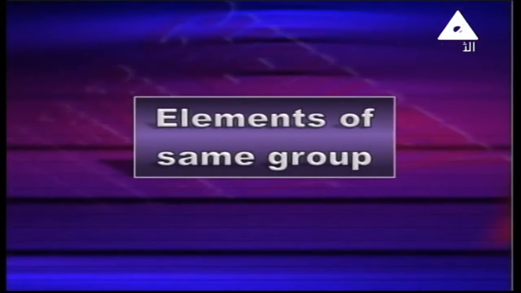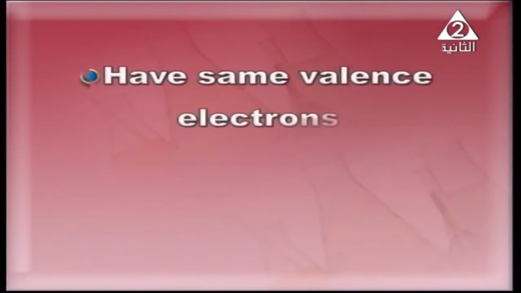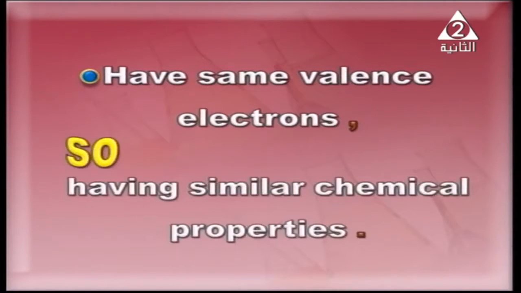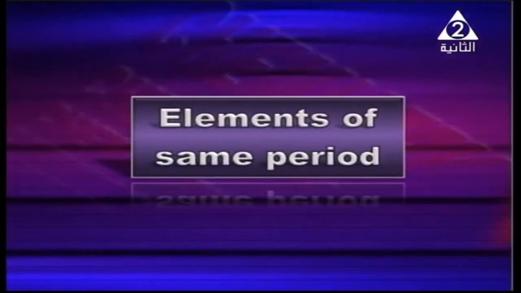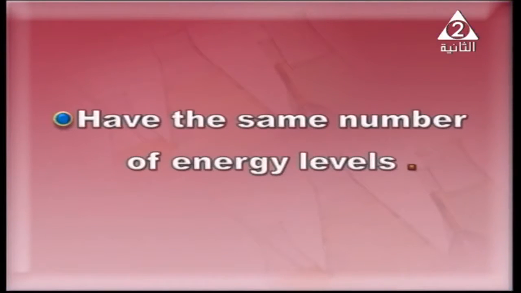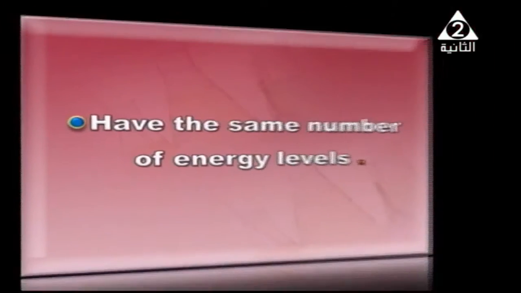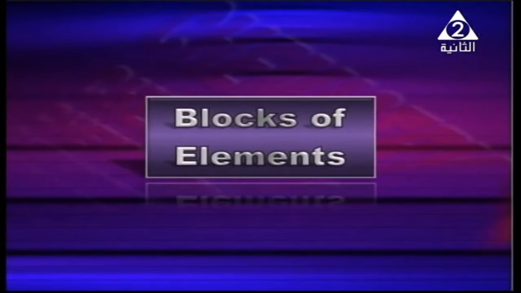And the elements of the same group have the same valence electrons, and so they have similar chemical properties. The elements of the same period in the periodic table have the same number of energy levels. The blocks of the elements of the periodic table.